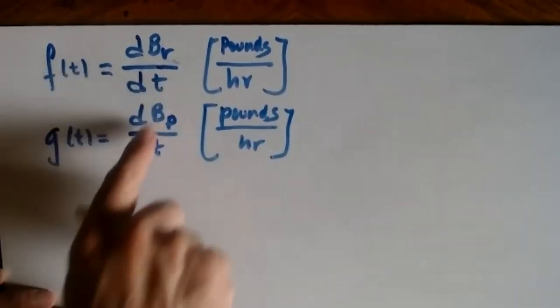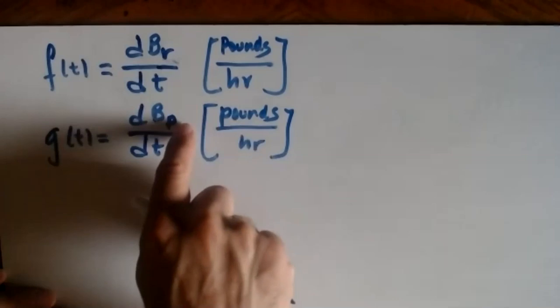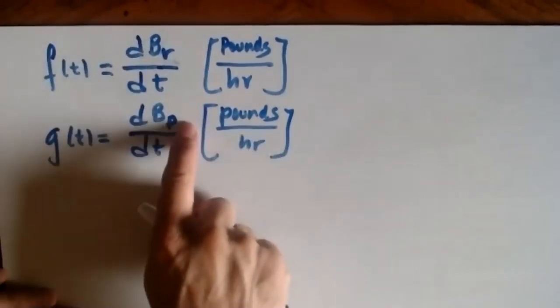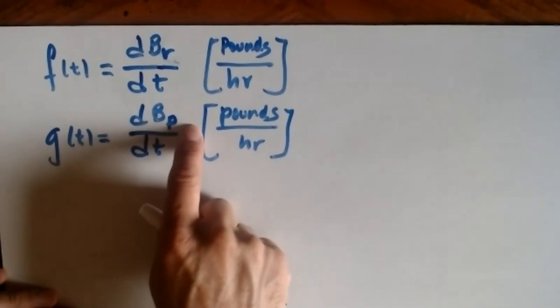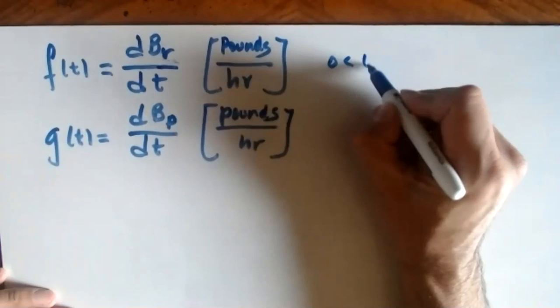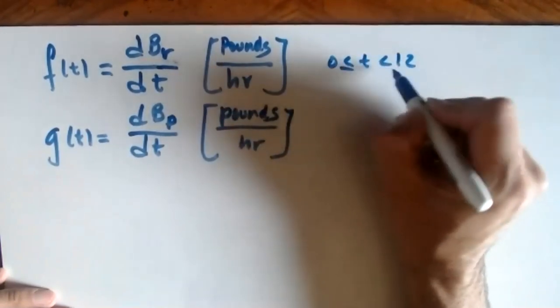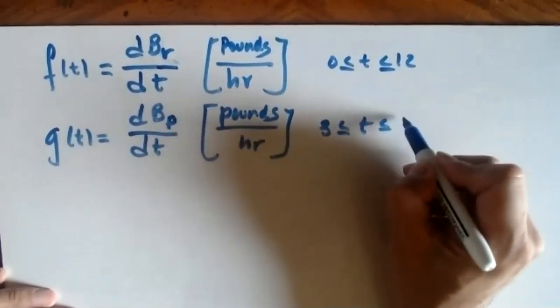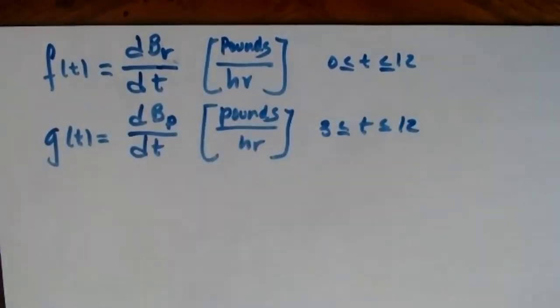So f and g are rates of change, derivatives of functions. These are the pounds of bananas removed by customers. These are the pounds of bananas the employees replace. This happens from 0 to 12, and this happens from 3 to 12. Correct? Yes, from 3 to 12. Okay, these are my hypotheses.